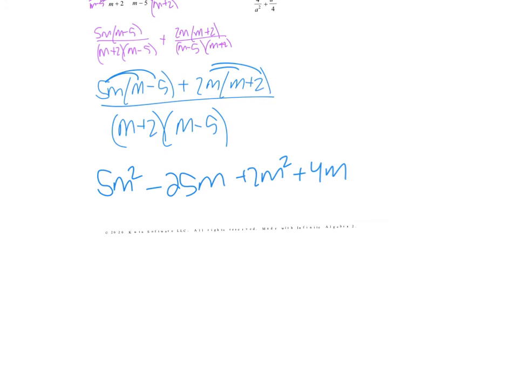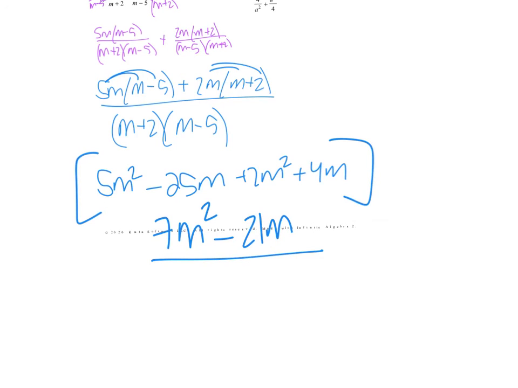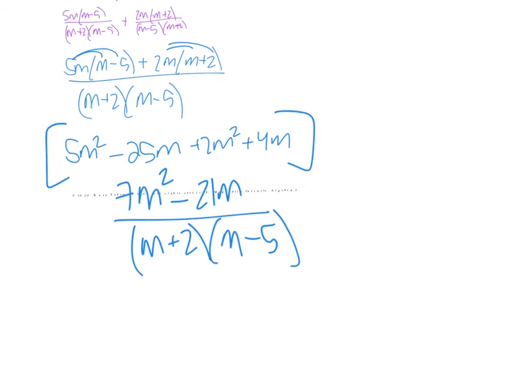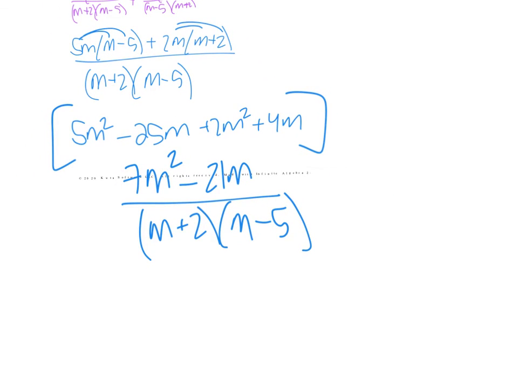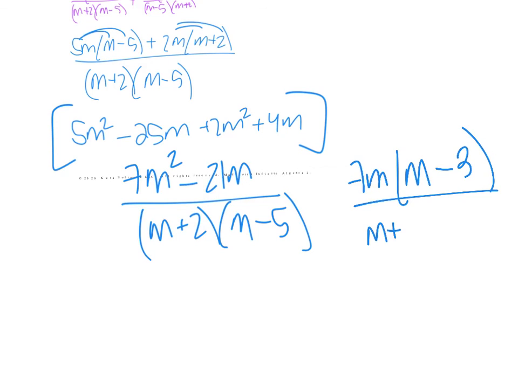Combine like terms, and you're left with 7m squared minus 21m. Remember, this was just the numerator. So I still have to put it over the denominator, which is m plus 2 and m minus 5. Now you could factor the numerator down and see if it'll cancel with the denominator. So if I take out that 7m, I'm left with m minus 3. So nothing will cancel.